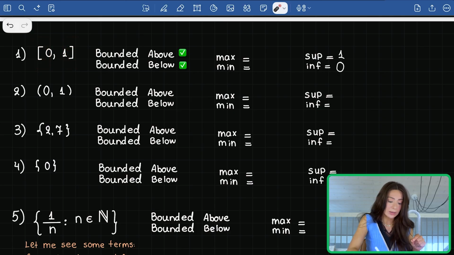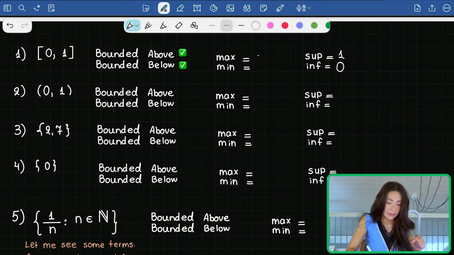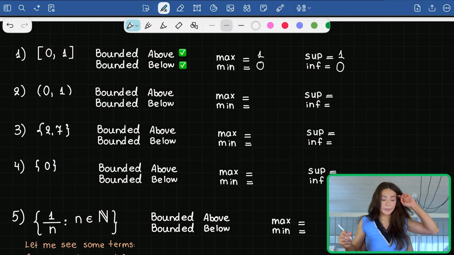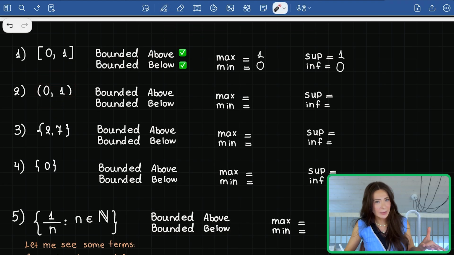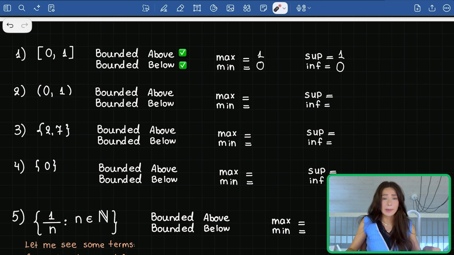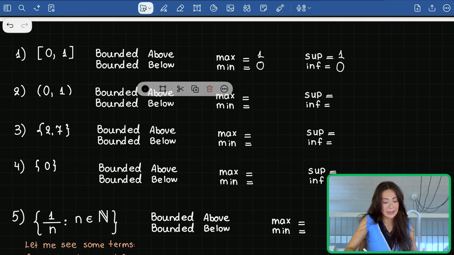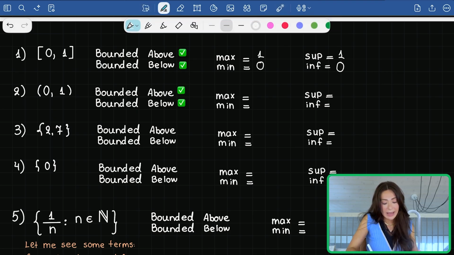0 and 1 are included. So it has 1 and 0. So the second example asks about the same interval, but 0 and 1 are no longer included. And maximum and minimum require inclusion in the set. So in this case, everything will be the same except minimum and maximum will not exist.